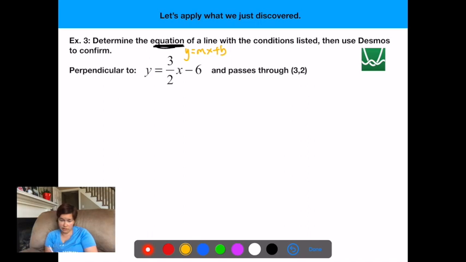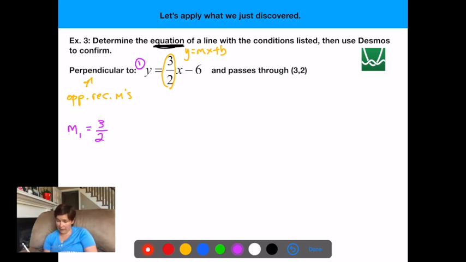Perpendicular, what does that remind me of? That reminds me of opposite reciprocal slopes. So that's important, and I've got to identify the slopes. What is the slope of this first line? The slope of this first line is 3/2. Let's label this line 1. So we'll say the slope of line 1 equals 3/2.